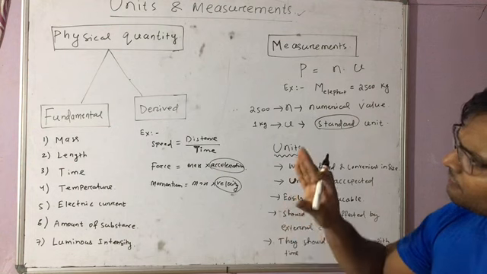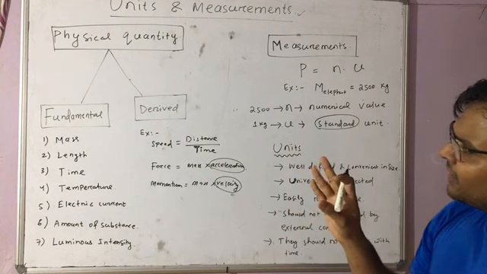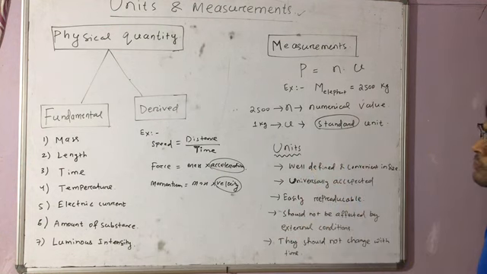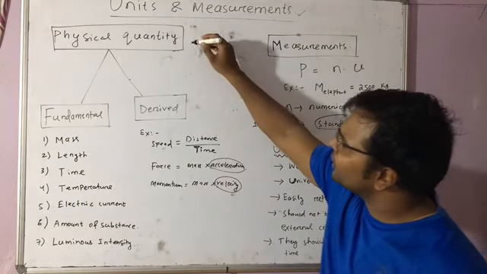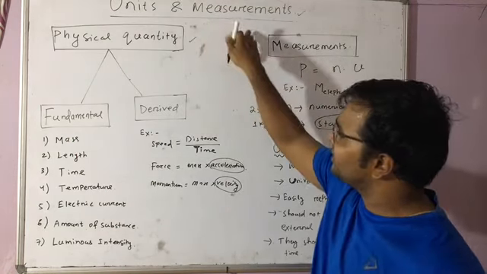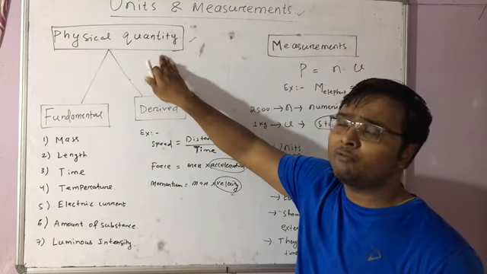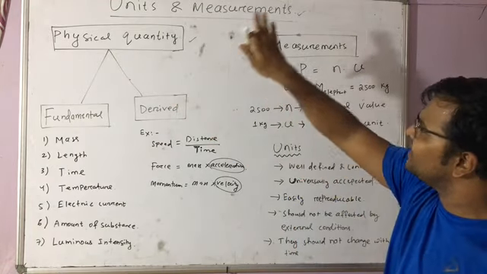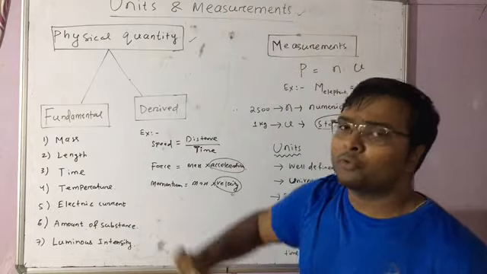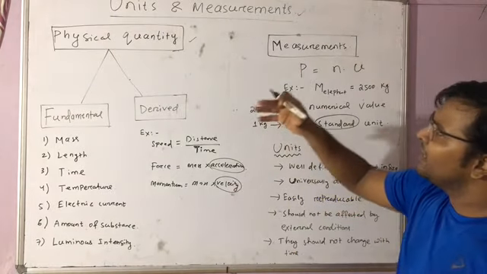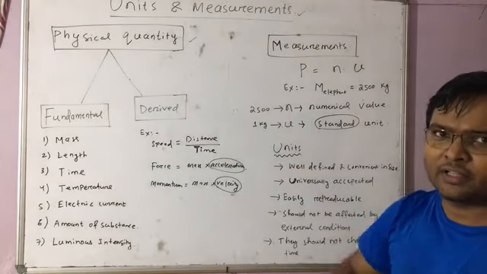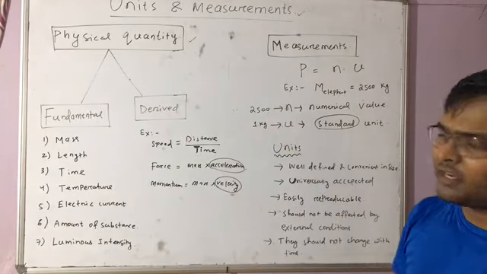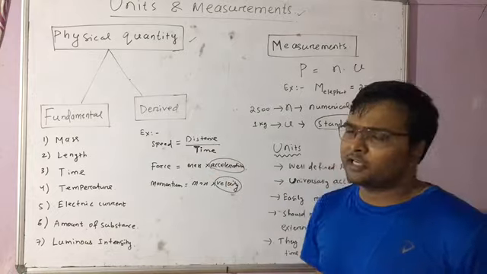Now broadly, the physical quantities are divided into two groups, fundamental and derived quantity. Why am I talking about this? Because before going into units and measurements, we must be clear about physical quantity, because units and measurements are related to physical quantities. What? Measurement of a physical quantity by some units. Later on I will be coming to that topic. Let me explain the physical quantity.